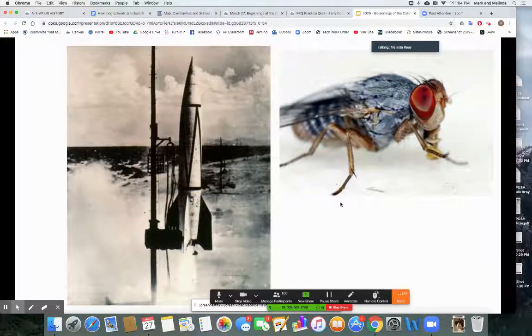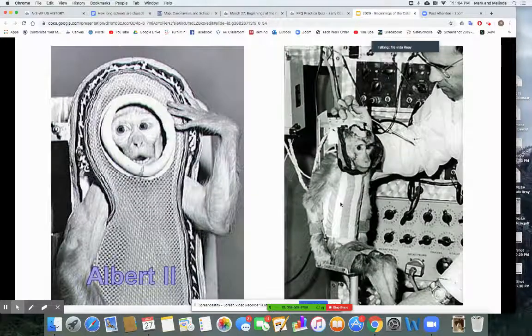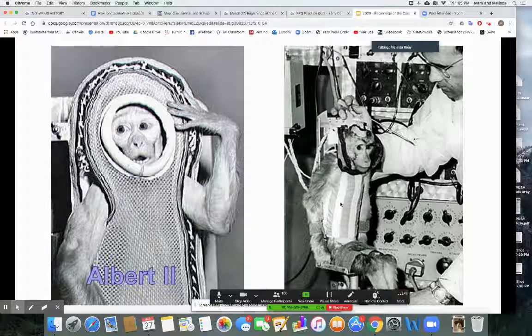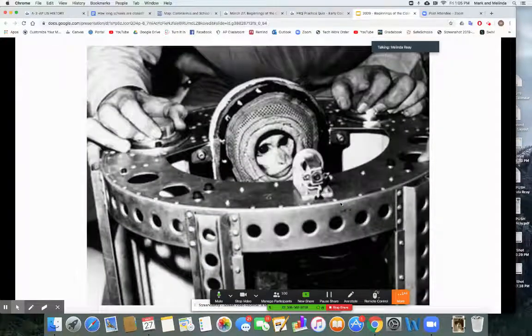So they ended up losing, I think it was 2,000 flies in the very first attempts to put them up into space. So then they switched to a monkey. Once they had figured it out, they put Albert II up into the air. This was the very first animal that did survive. He went up into the air and he survived all around.